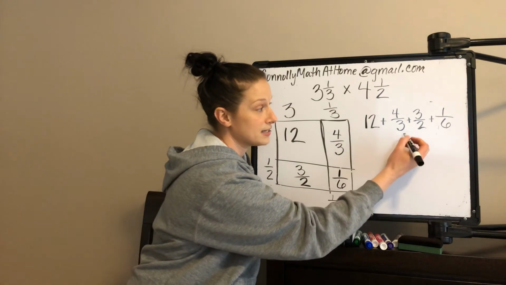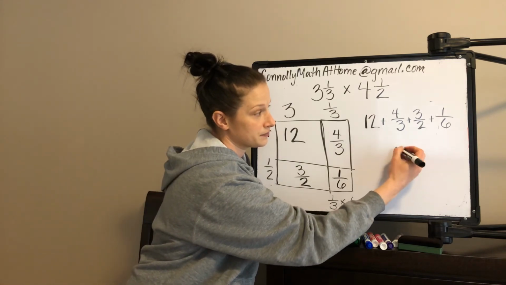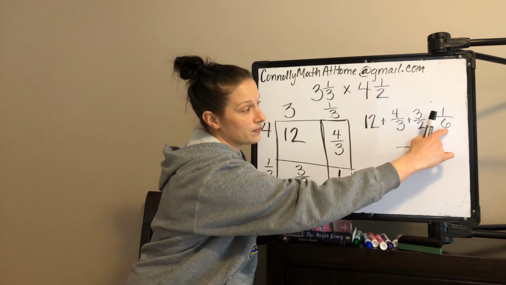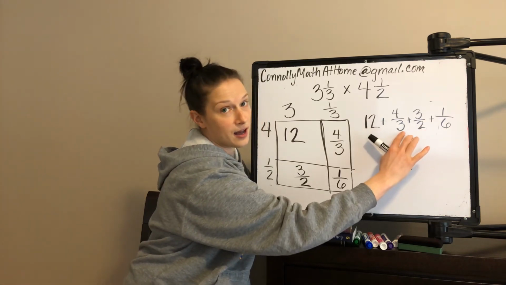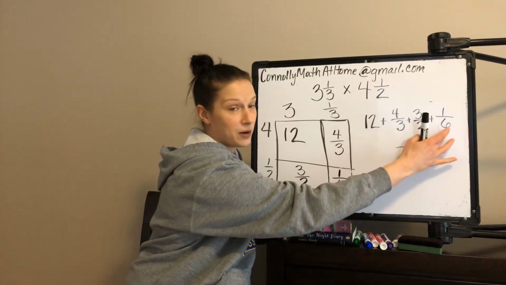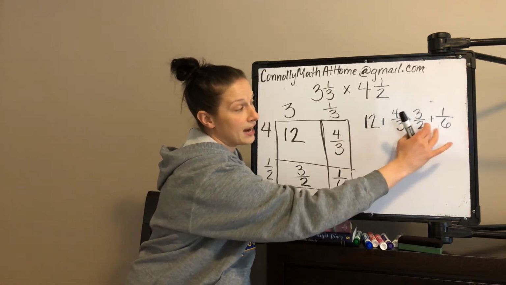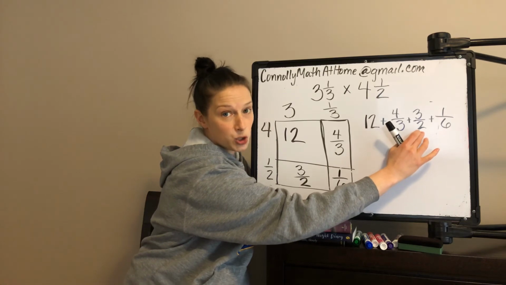All right, so I see 4/3, 3/2, and 1/6. I know that when I count by 3s, I will say 6. So I know that 6 is a multiple of 3. I know that 6 is also a multiple of 2.